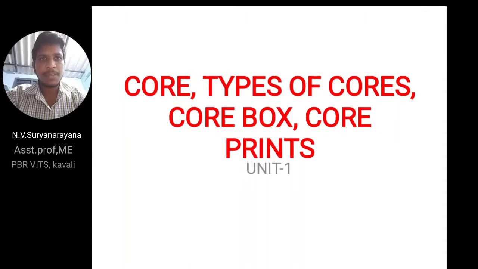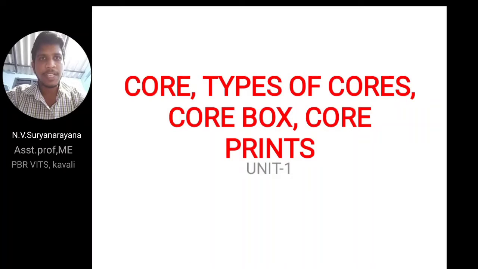In the manufacturing process subject, in the last class, we discussed what a pattern is and the different types of patterns, next allowances, which allowances are given during casting of any part, and next which materials are used for patterns.